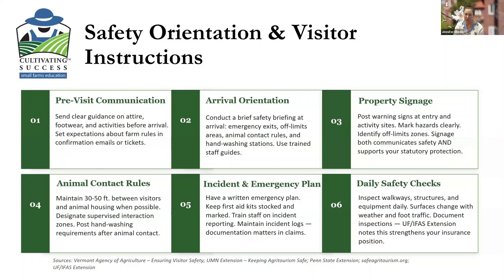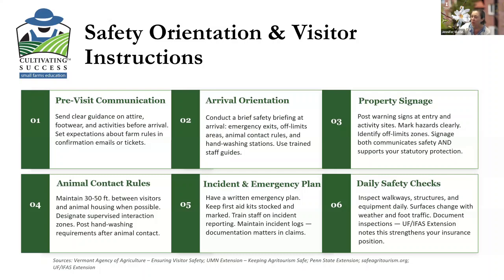Once they've arrived, you're going to want to have an arrival orientation. Conduct a brief, engaging orientation at check-in. Gather everybody up. It is recommended that you use engaging methods such as videos or tours to enhance understanding, so it's something they want to pay attention to. Have a trained staff member present and point out any emergency exits, where people can stand, where they can go. Make it clear where the off-limit areas are located. Colette was talking about hand washing stations. Point out where restrooms, hand washing stations, and animal contact rules are. Do that housekeeping orientation first.